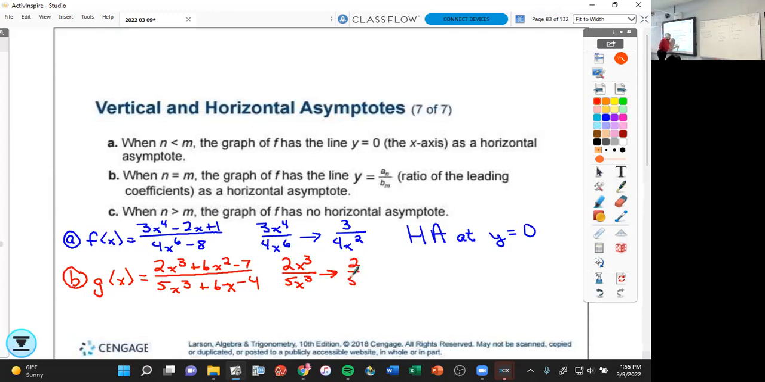They cancel, right? So if x gets to 10 million, do I still have 2 fifths? If x goes to negative 10 million, do I still have 2 fifths? I don't care how big x cubed gets, they're going to essentially cancel each other out, leaving me with 2 fifths, which means I have a horizontal asymptote at y equals 2 fifths.